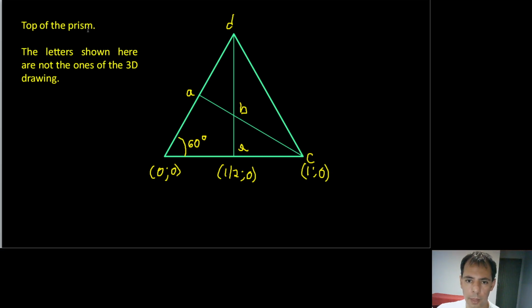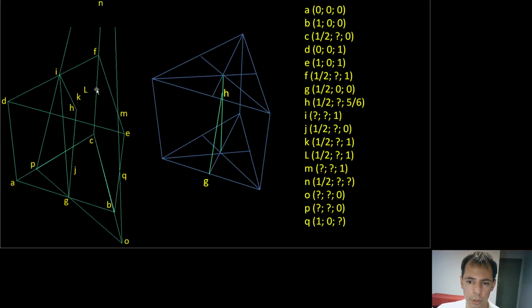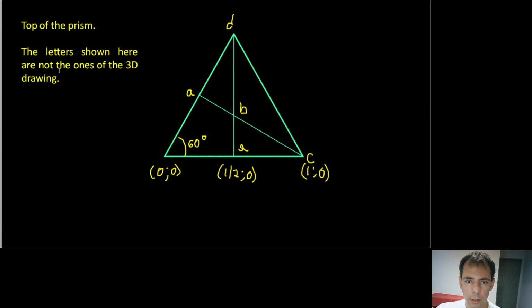Now here, what I'm going to do is just worry about this prism here. And I put a bunch of letters that do not correspond to the ones in the 3D drawing. Okay, I just created a unique system here for the top. So see here, top of the prism, the letters shown here, not the ones of the 3D drawing. Okay, so why did I do this? See here, I want to find out the value of y for b, because this b is going to have the same y value. This is a height and this is a height.